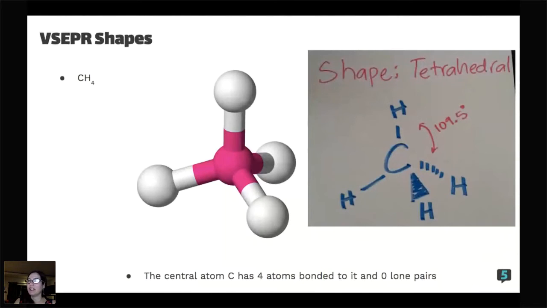So tetrahedral shape, I forgot to mention the angle. This angle right here from hydrogen atom to hydrogen atom is 109.5. This is a very common structure. So for your AP exam, this one is something that you will like to memorize. It's very useful. Okay, let's move on.